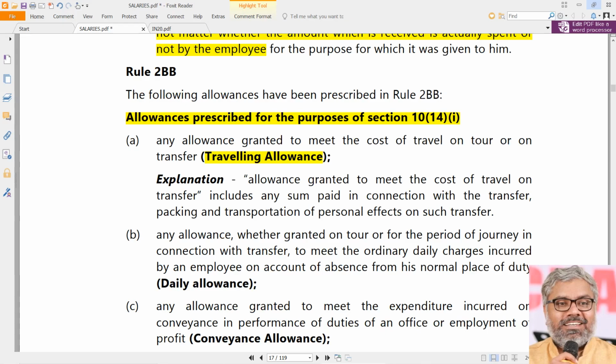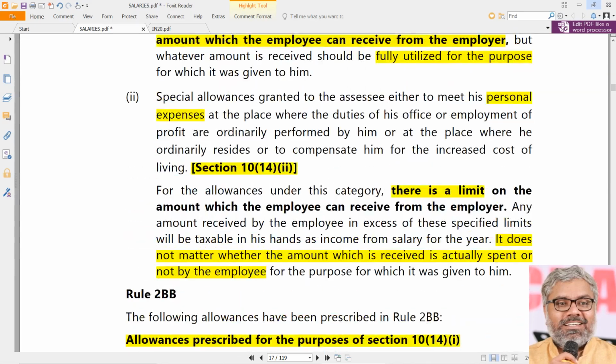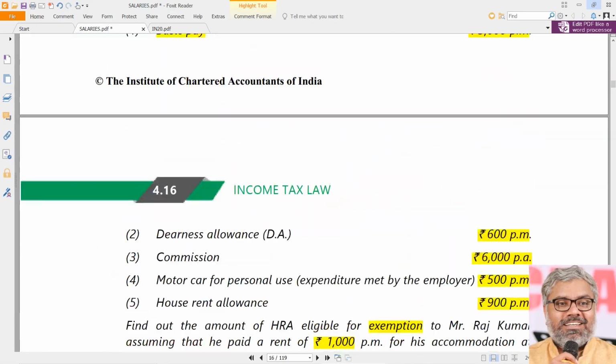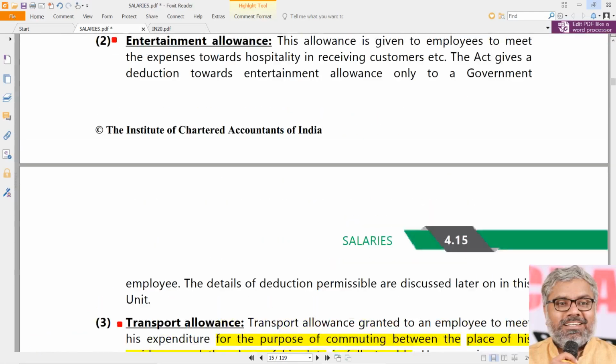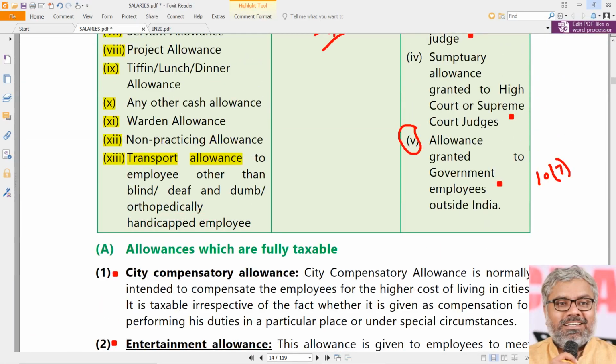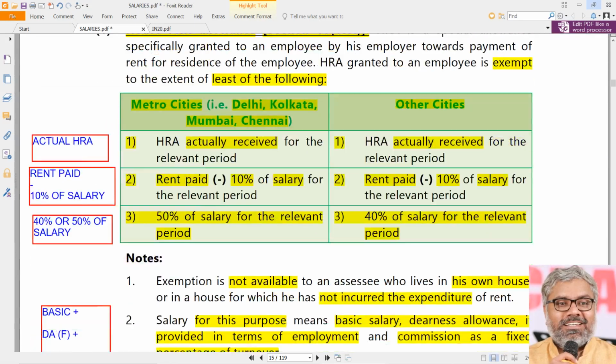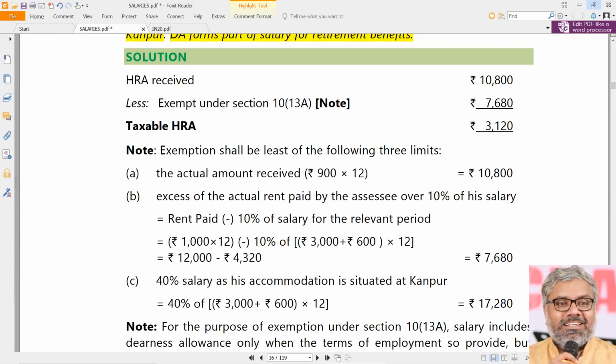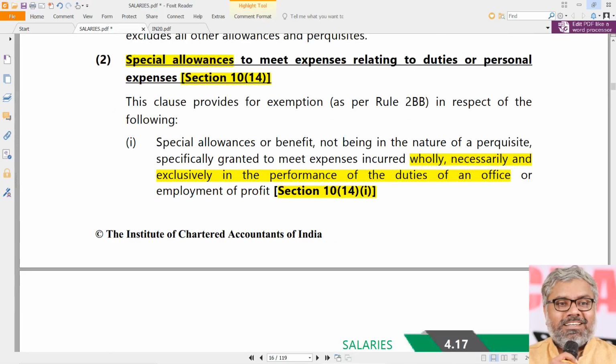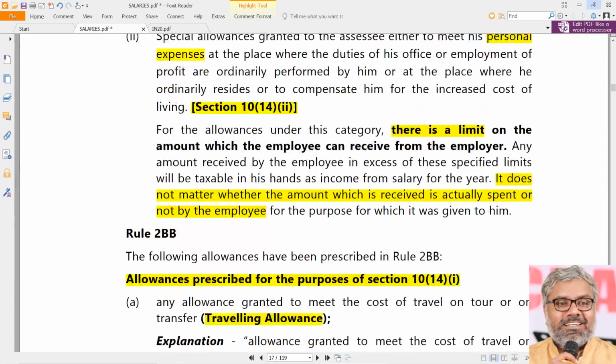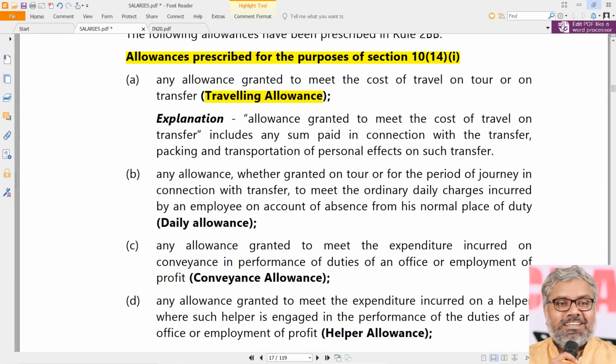One is traveling allowance. Once again, don't mix with the transport allowance, which was earlier discussed under fully taxable allowances. That was different. Transport allowance is different. That was for the purpose of commuting between office and residence. That was fully taxable for normal people, exempt for only handicapped people. But here we are not talking about that. We are talking about what? Traveling allowance. Traveling allowance is here given for what? To meet the cost of travel on tour or on transfer.